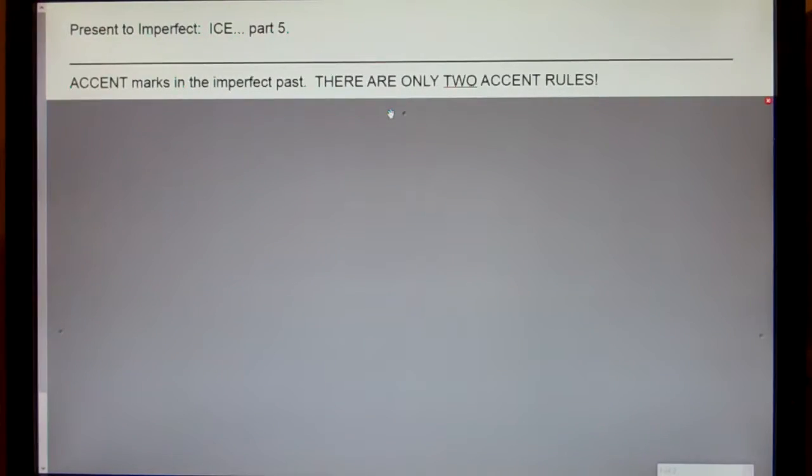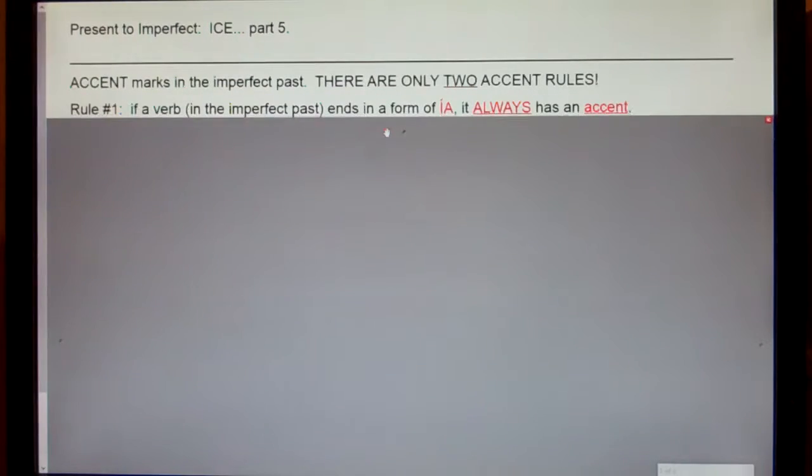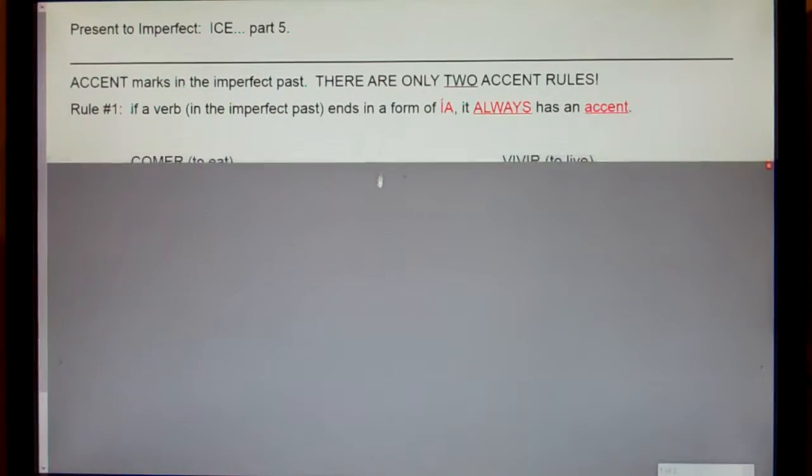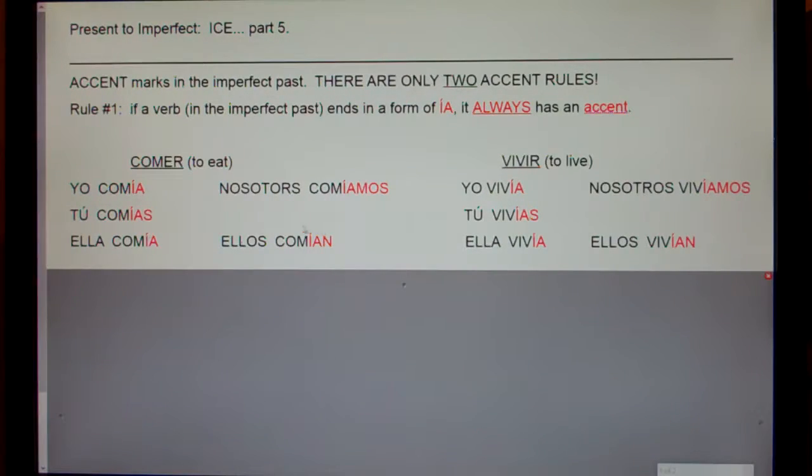In the imperfect past, there are only two accent rules. Accent rule number 1. If a verb in the imperfect past ends in ía, it always has an accent. Let's look at 2 examples. Okay? Comer, to eat, and vivir, to live.